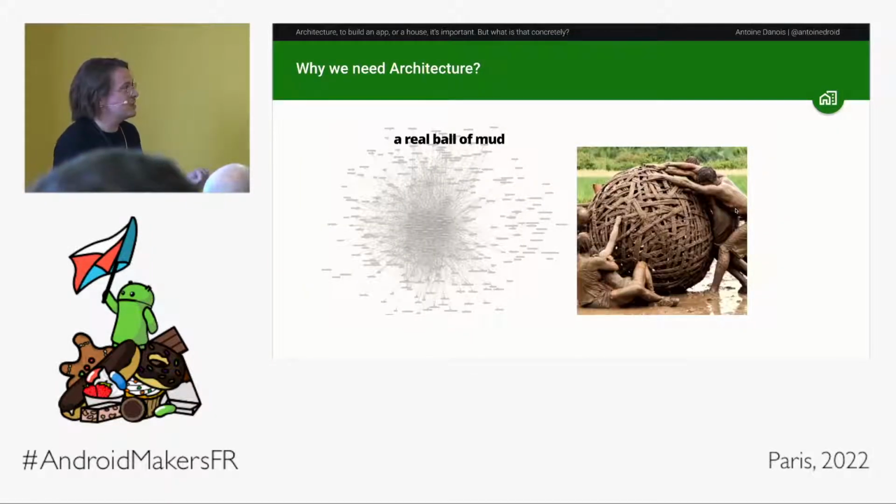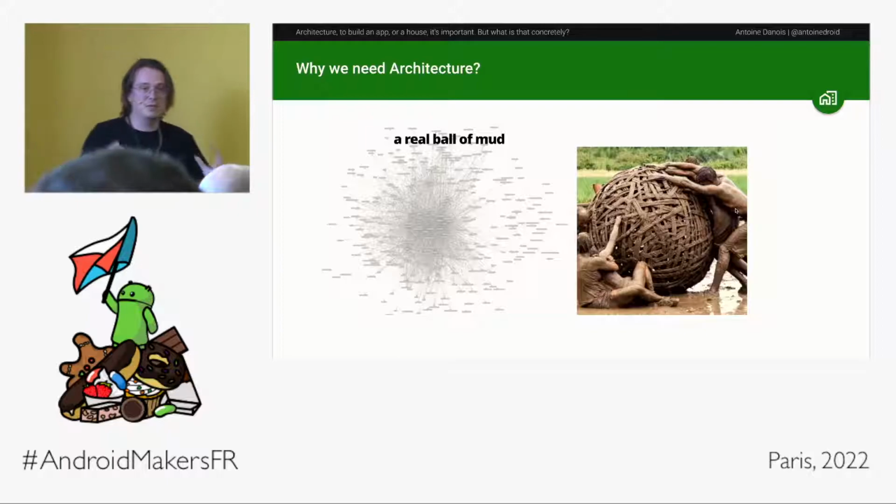And why do we need architecture? Without that, it would be really simple. It would be a big ball of mud. We just put everything in the same bag. And at some point, if we want to change something or touch something in the project, if we don't really know what is linked to what, it can just break everything. So this is why we really need architecture.